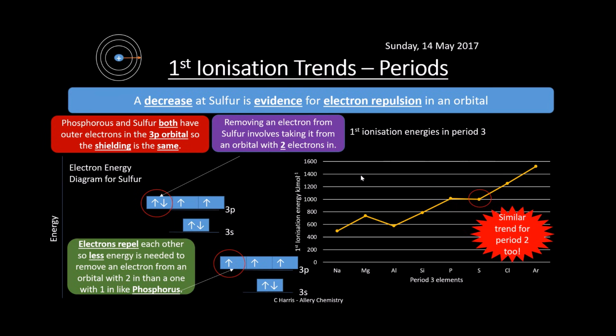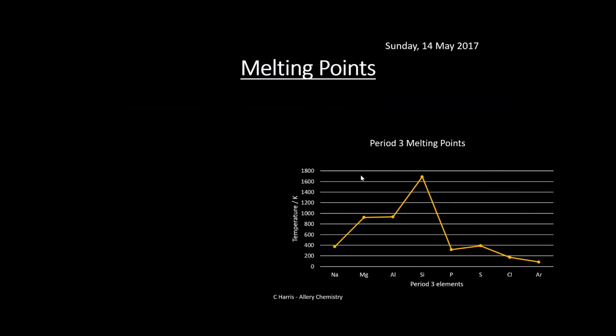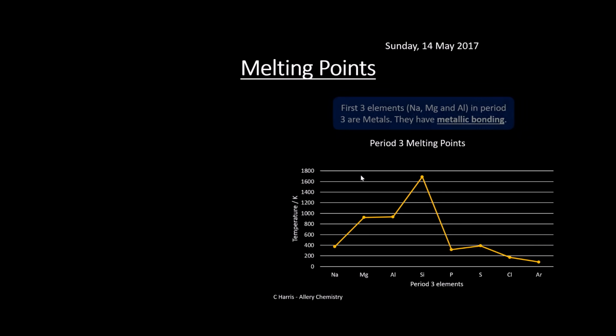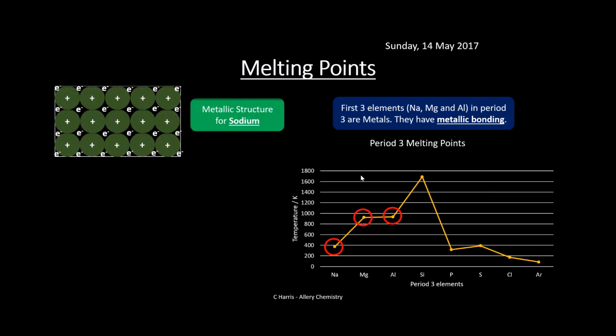Okay, and again, period 2, make sure you familiarise yourself with that as well, because they might ask about period 2. Okay, let's have a look at some melting points. So the first 3 elements going across the period, sodium, magnesium and aluminium, they all have metallic bonding.